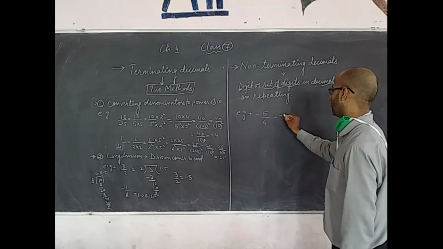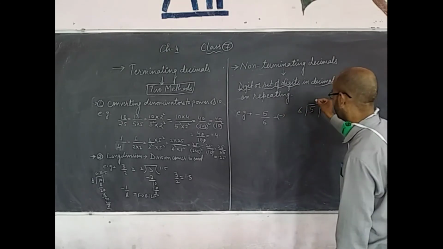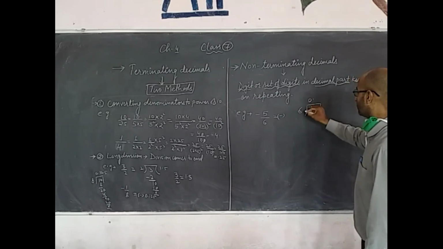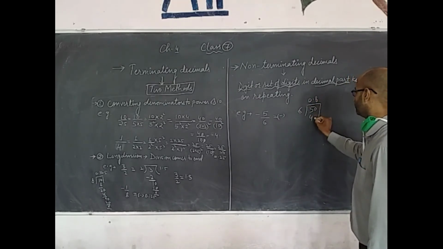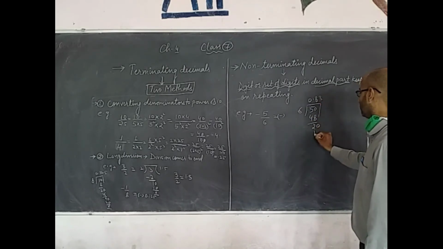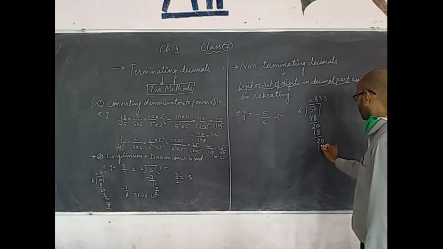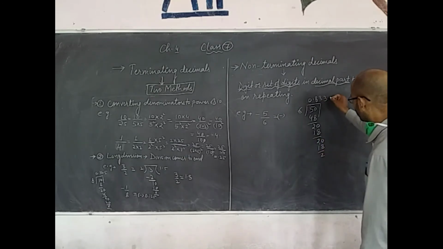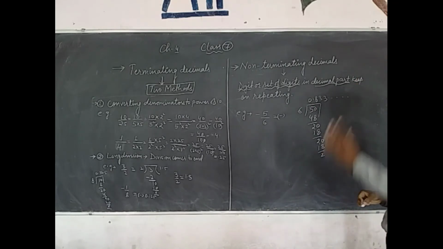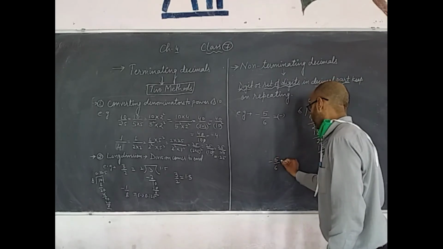Here minus, keep it aside. 5 you have to divide by 6. Divide not possible, 0, decimal, 0. 6 8s are 48, 2 0, 6 3s are 18, 2 0, 6 3s are 18, 2. You can see it will continue. It will go on.